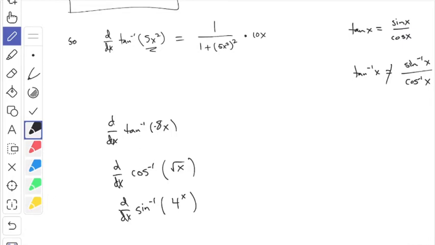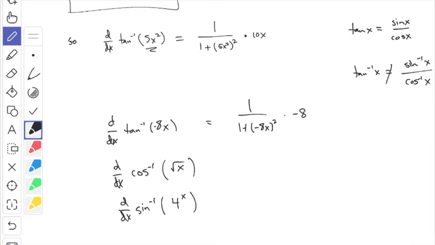Sorry for the interruption, but we were working on these anyway. I think I'm ready to talk about these. I hope that you worked them out. The first one is very similar to what I did before. This would be 1 over 1 plus negative 8x squared, times negative 8. I hope that's what you got. That times negative 8 at the end is the chain rule, the derivative of the inside of the parentheses. Any questions about that one?